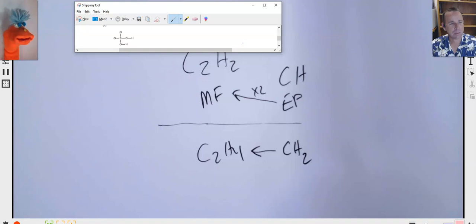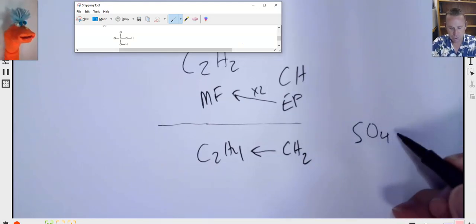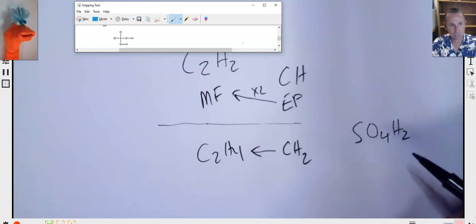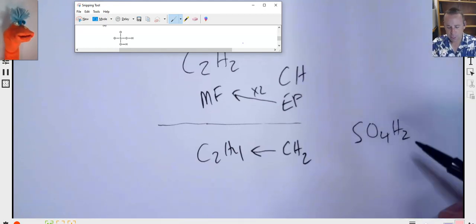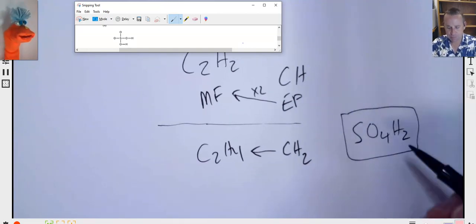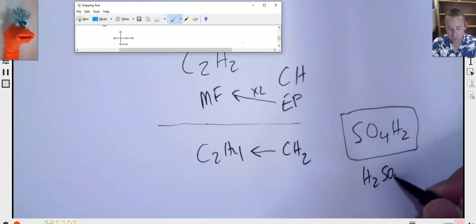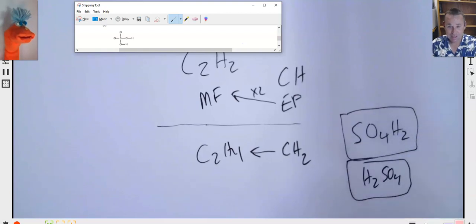How about this one? This looks like 1 sulfur, 4 oxygens, and 2 hydrogens. Yeah. Very good. Now, we don't recognize this compound, so that's just as good as any, but this is a common compound, H2SO4. It's sulfuric acid, right? So I'm going to write it like that, H2SO4.